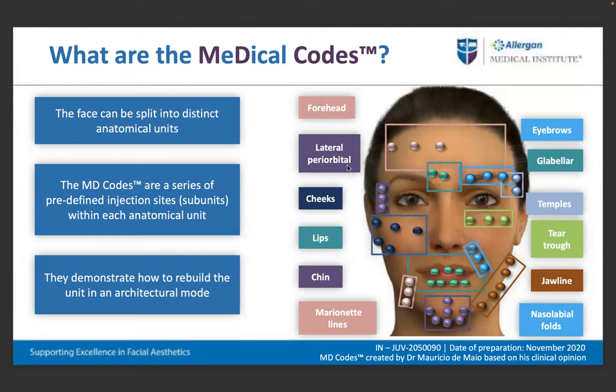When we talk about the facial regions, first we have the forehead, then the periorbital region, the lateral periorbital region. Mostly we do it with dermal filler. Medial periorbital and medial forehead, we don't usually advise for dermal fillers. Then we have the cheeks, lips, chin, marionette lines, nasolabial folds, jawline, tear trough, temples, glabellar region, and the eyebrows. These are the various places where we put dermal fillers, and the MD codes are specifically for these regions only.